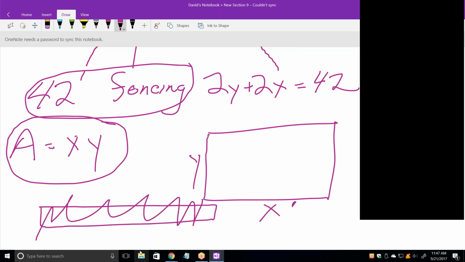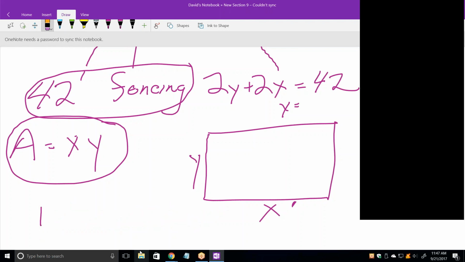Okay? So here's what we do. Take your perimeter equation, solve it for y. With the perimeter equation we have, do we divide by each one? Solve that equation for y. That's simple enough. Solve it for y. Okay. What is y equal to?